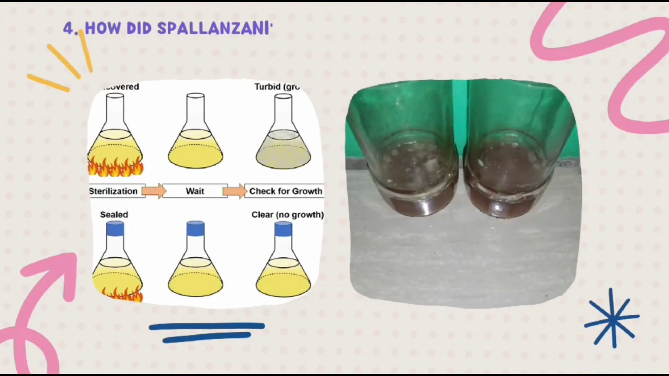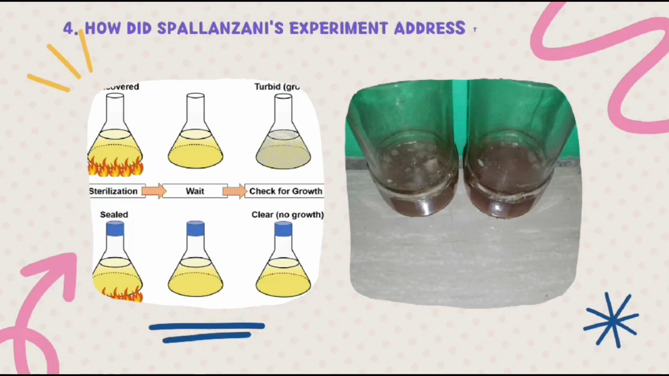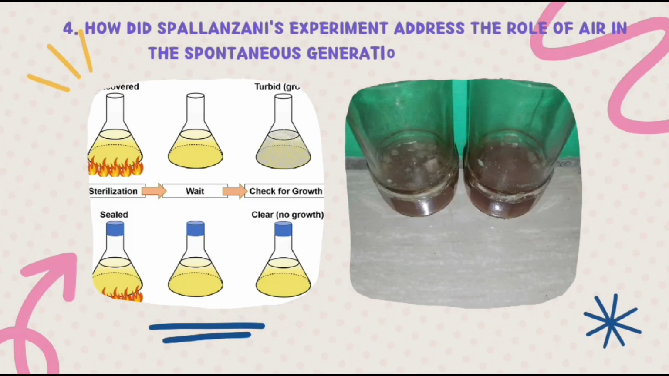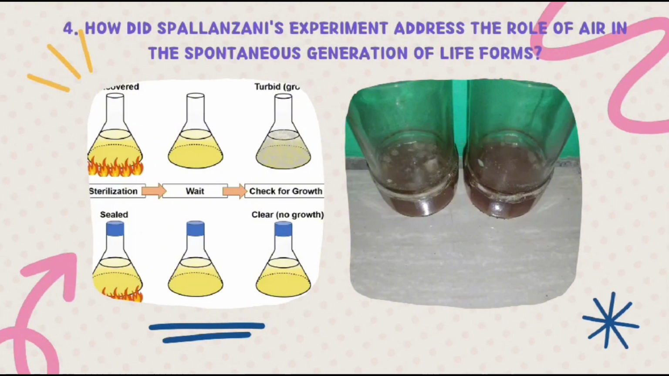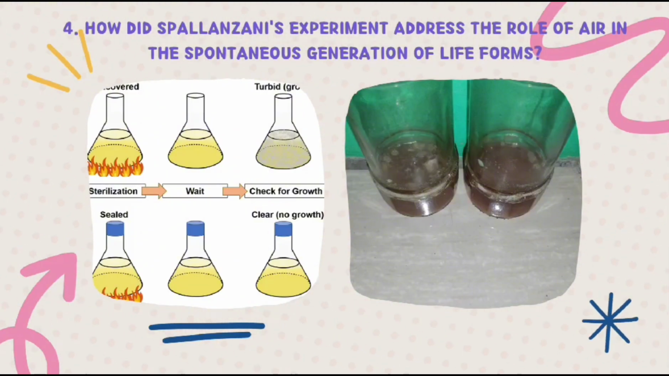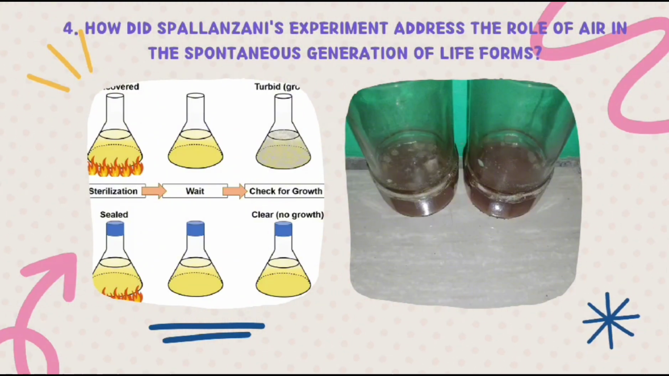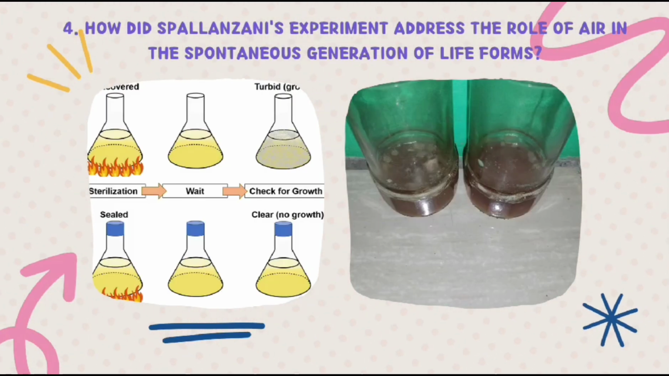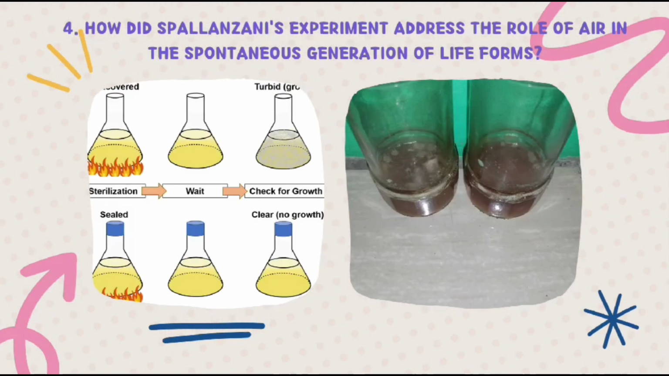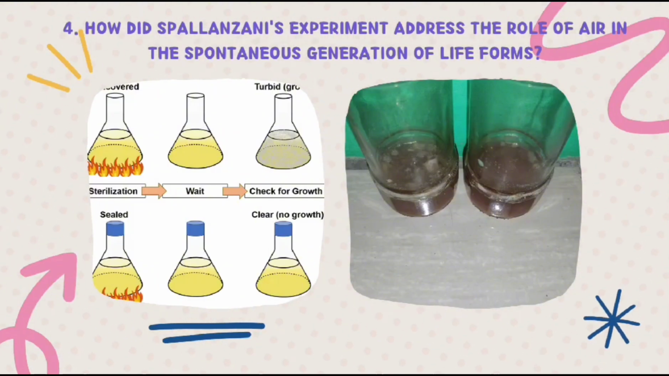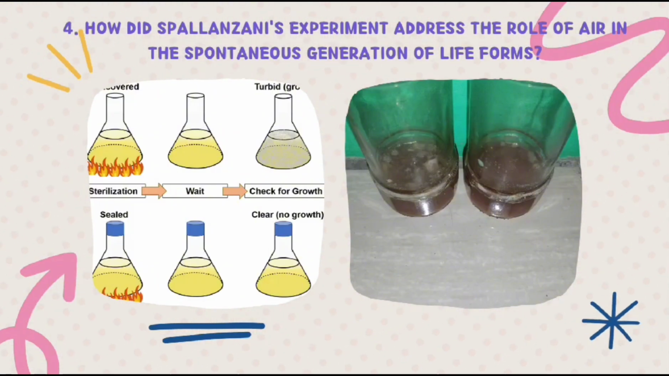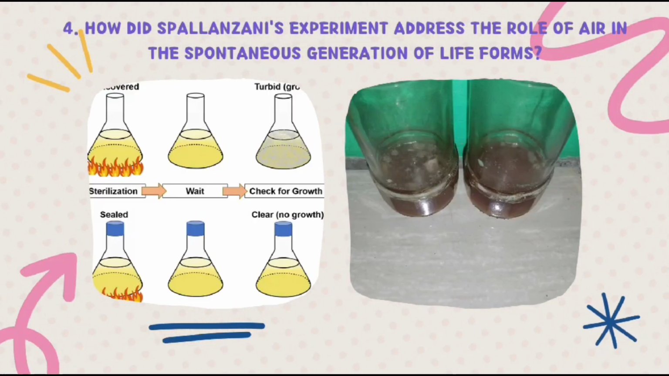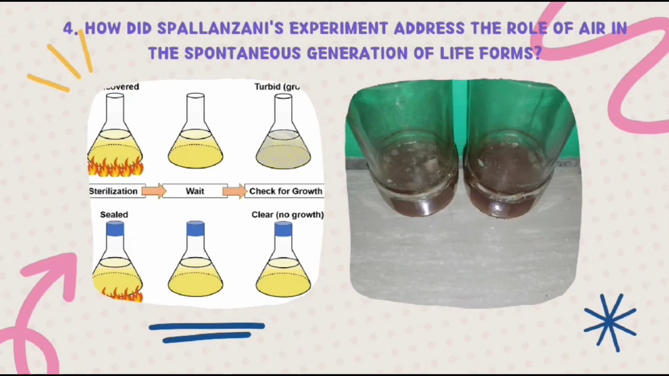How did Spallanzani's experiment address the role of air in spontaneous generation of life forms? Spallanzani's experiment addressed the role of air by showing that when air was excluded from the flasks, no life appeared. Even though the broth was capable of supporting life if contaminated, this suggested that air carried the seeds of life, rather than being a necessity for spontaneous generation itself.